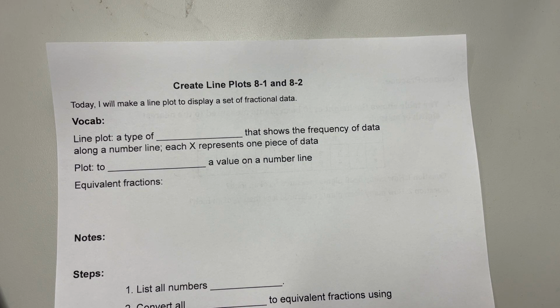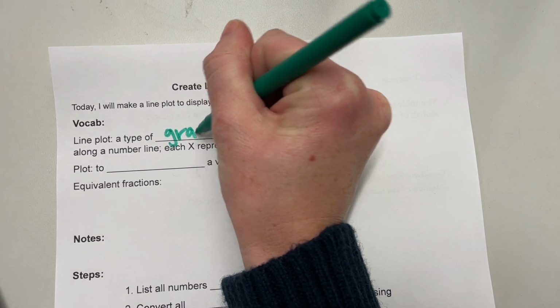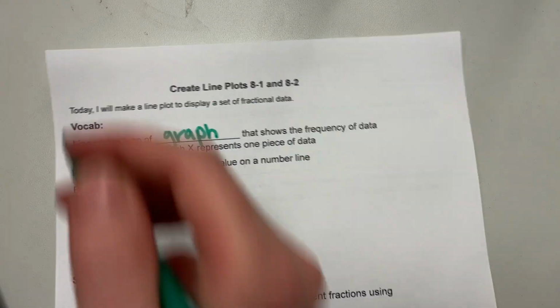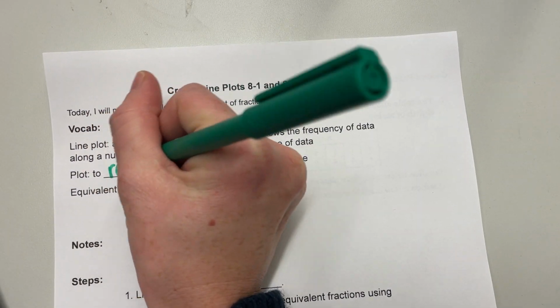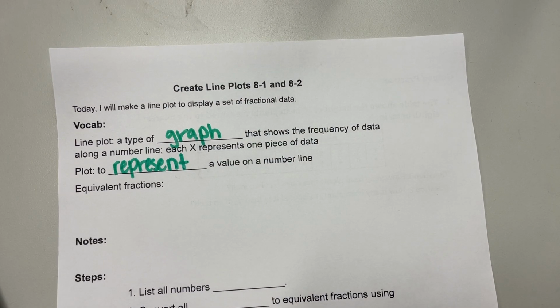So our first word is a line plot. That's a type of graph that shows the frequency of data along a number line. Each X is going to represent one piece of data. Plot is to represent a value on a number line.